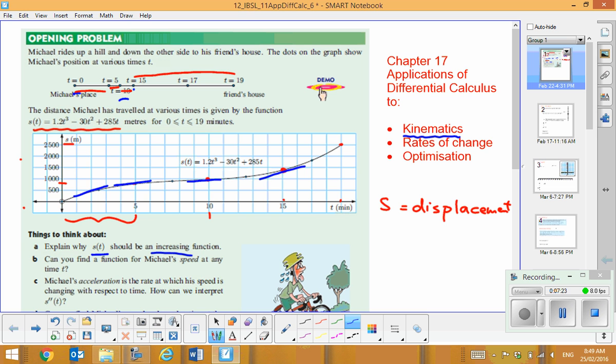Can we find a function for Michael's speed at any time? How? The distance over time. The derivative function. So we want our derivative function. You're just going to differentiate that function, and that tells you your rule to calculate how fast he's going at any particular time.